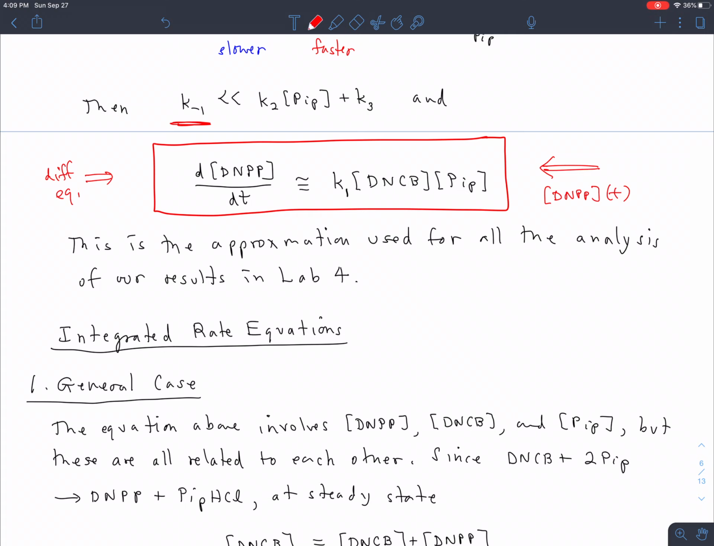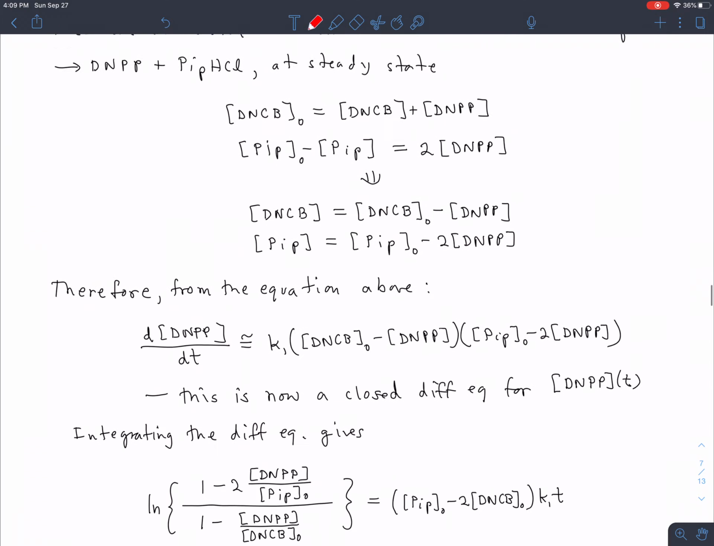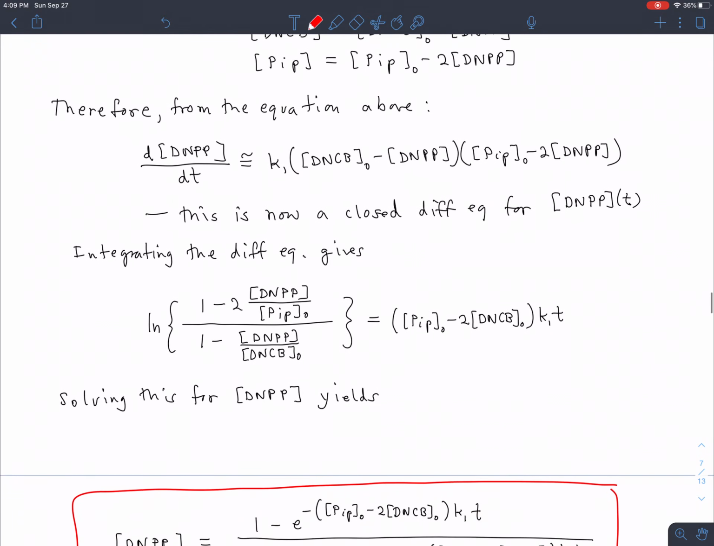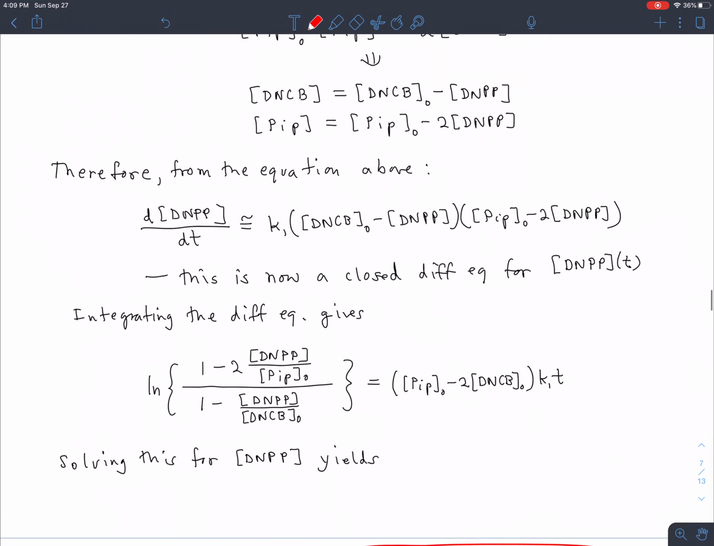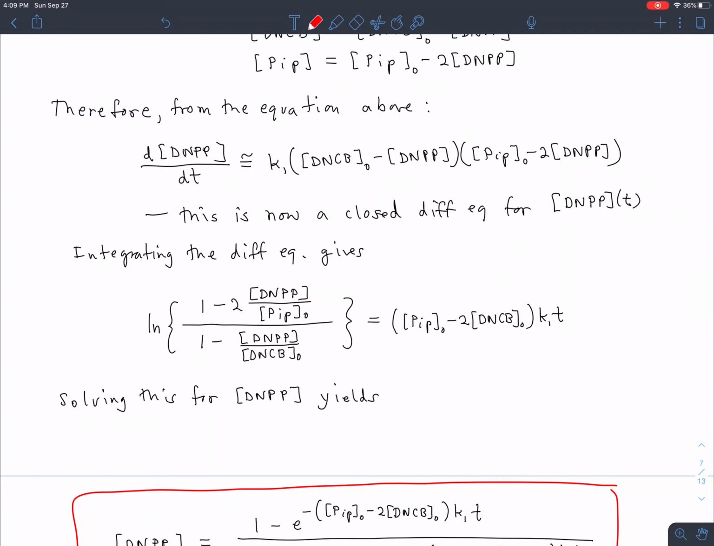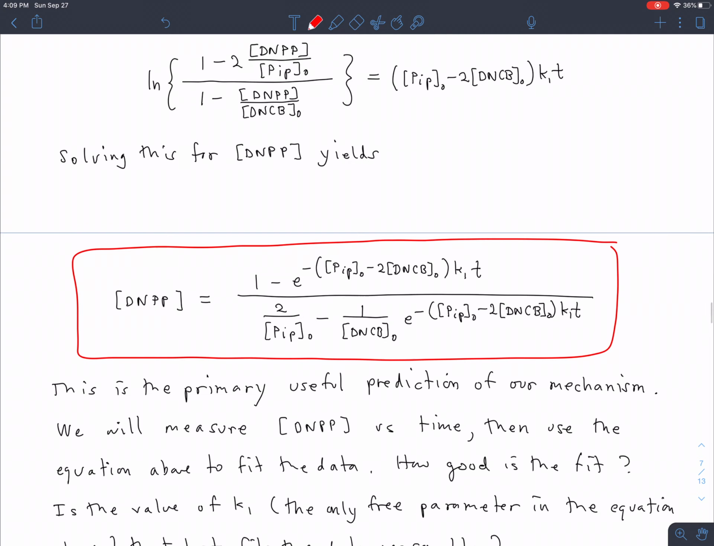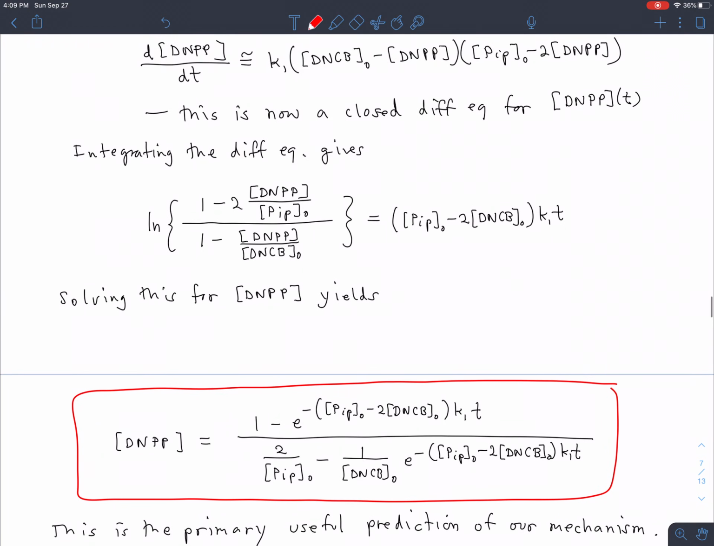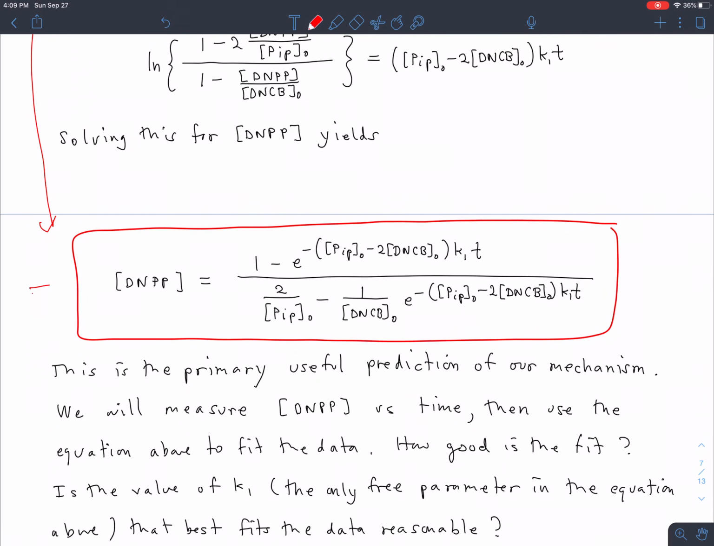We just have to solve this equation straight out, and that's what this does. I won't go through the calculus of actually doing the solving process. You can look in the notes to see a little bit more about that if you're interested. But suffice it to say that after, not a terrible amount of algebra, but a significant amount of algebra, you get this expression for the DNPP concentration as a function of time. And a couple of things are worth noting, pointing out.